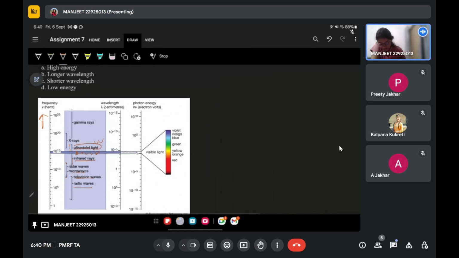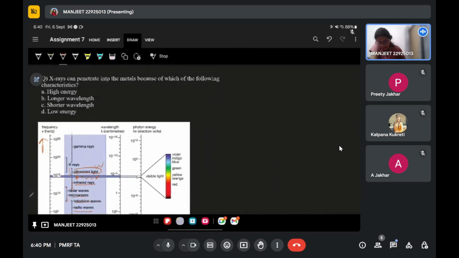In the question, X-rays can penetrate into the metal because of which of the following characteristics. So the X-ray is travelling in this direction. Why can they penetrate into the metal? Is it because of the high energy? No, gamma rays also have higher energy because they have a shorter wavelength. That's why they can penetrate into the metal, because of their shorter wavelength.